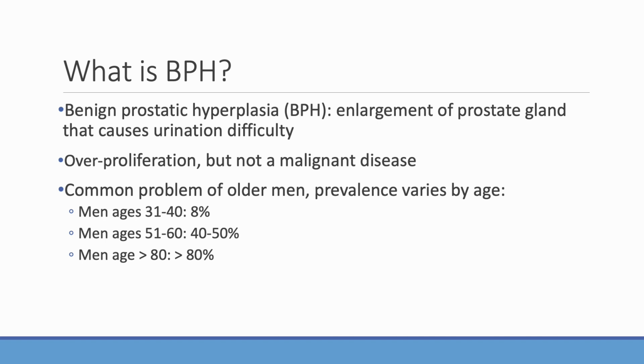So what is BPH? BPH is when we have enlargement of the prostate gland, and this can cause difficulty urinating. It's due to overproliferation, but it's not a malignant disease, unlike prostate cancer. It's a common problem with older men, and the prevalence can vary based on age. So we don't see it as frequently in patients who are 30 to 40 years of age. We see it more frequently in 50 to 60 years of age, and then even more in patients who are over 80. So this is a risk that will increase over time as males age.